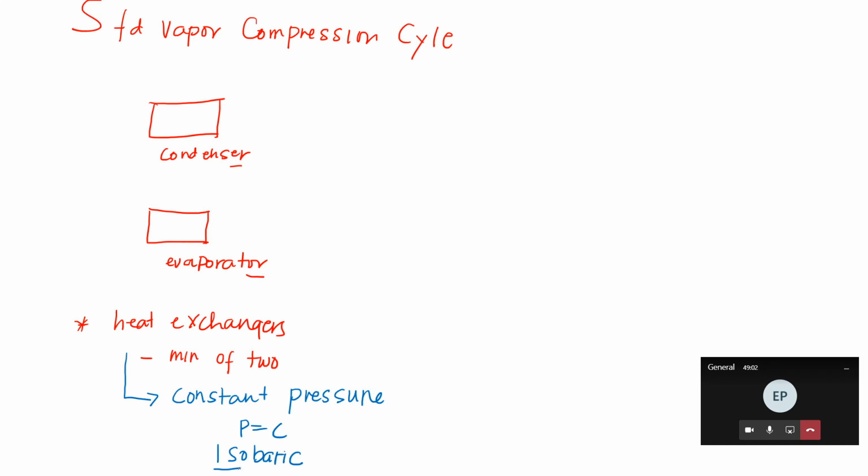Isobaric. Iso means equal, baric, not barbaric, but bar, not from the word bar, pressure.